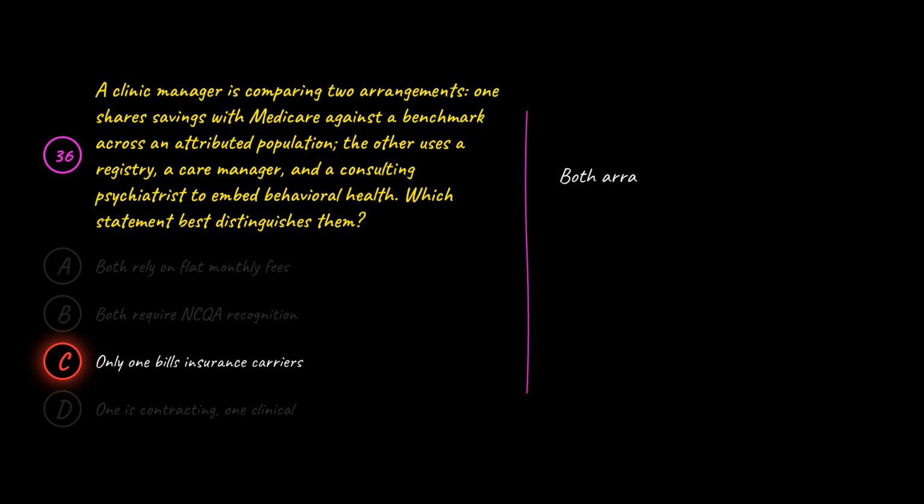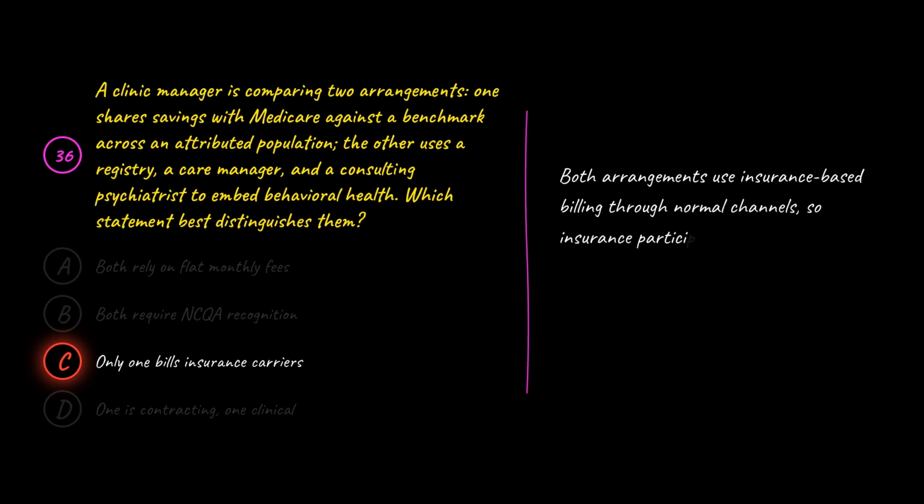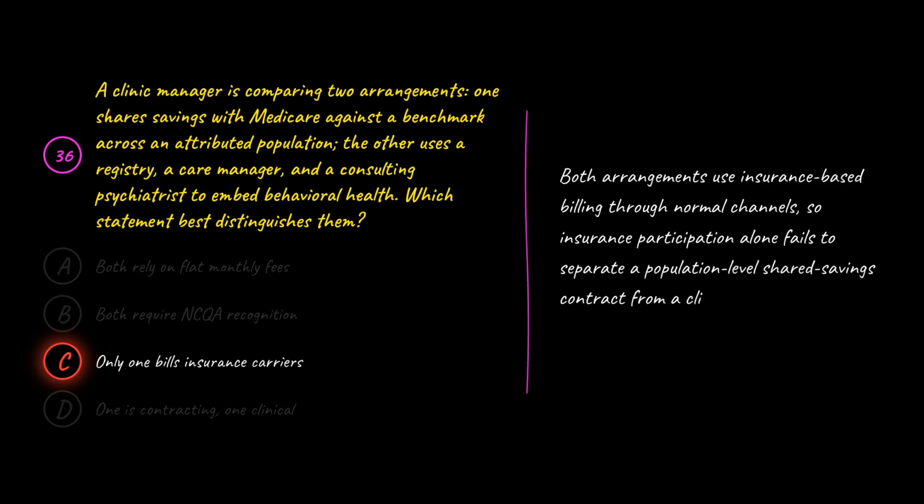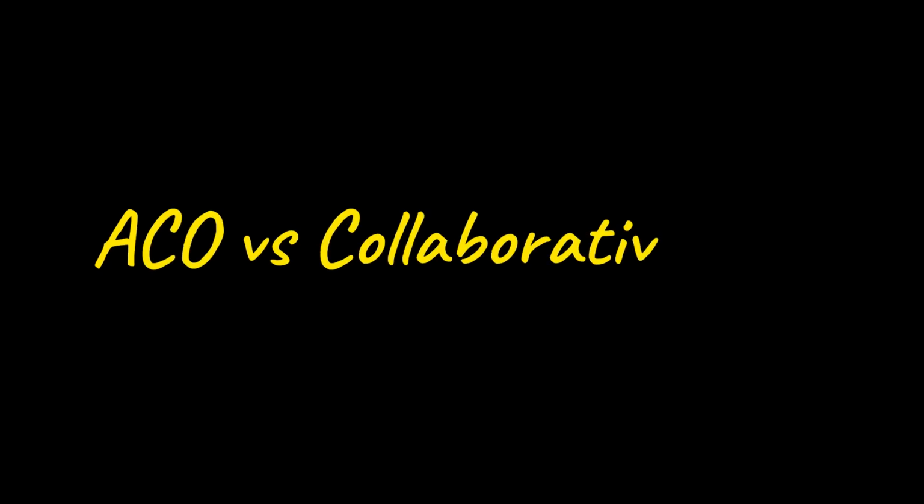C is wrong because both arrangements use insurance-based billing through normal channels, so insurance participation alone fails to separate a population-level shared savings contract from a clinical behavioral health staffing approach. These two arrangements show up together in policy discussions, but they operate at completely different layers of the healthcare system. Understanding what each one actually is, and not just what it aims to do, is the key distinction.